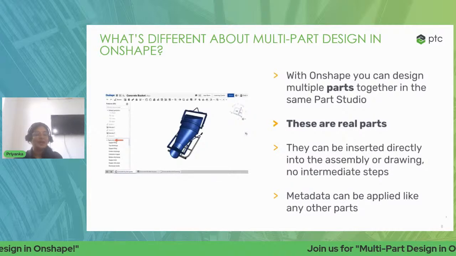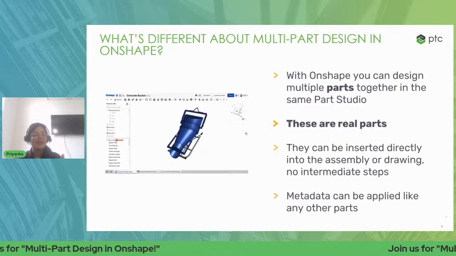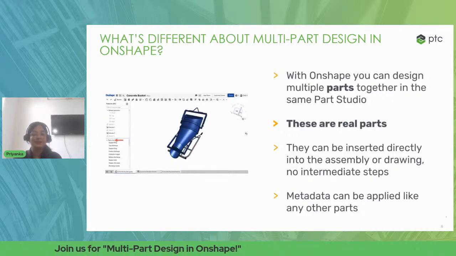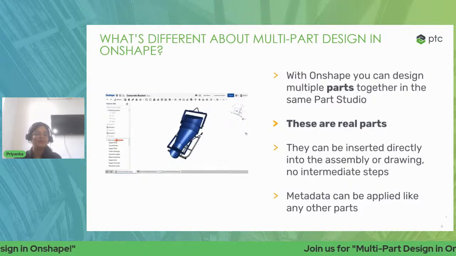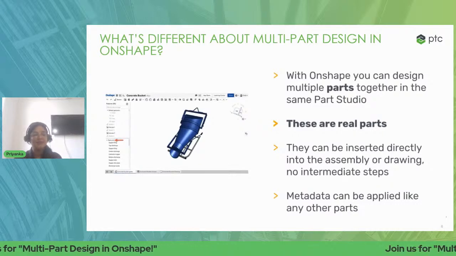In our scenario, what I would stress is that in a part studio in Onshape, you can design multiple parts at the same time, and these are real parts. The distinction is that you have the ability to insert all these parts directly into the assembly individually. So altogether, there is no in-between step like you just saw in the workflow. They can have their own part number, their descriptions, the things that you assign to a part, everything, because they are real parts.